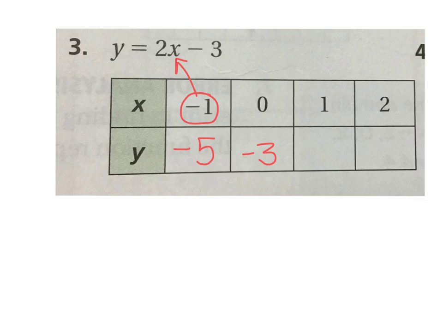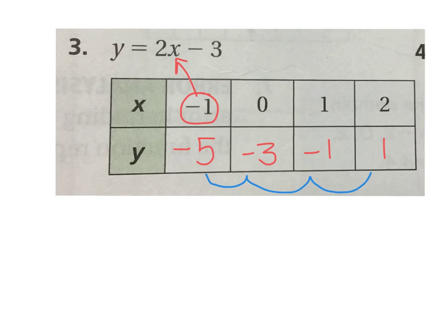Plug in the 1. 2 times 1 is 2. Minus 3 is -1. Very good. 2 times 2 is 4. Minus 3 is 1. Here's the cool thing: you can check your work really quickly by watching the pattern. The outputs go up by 2 each time: -5, -3, -1, then 1. That's how I always check to make sure I didn't do it wrong in my head. I don't think we had to do anything else but put that in there.